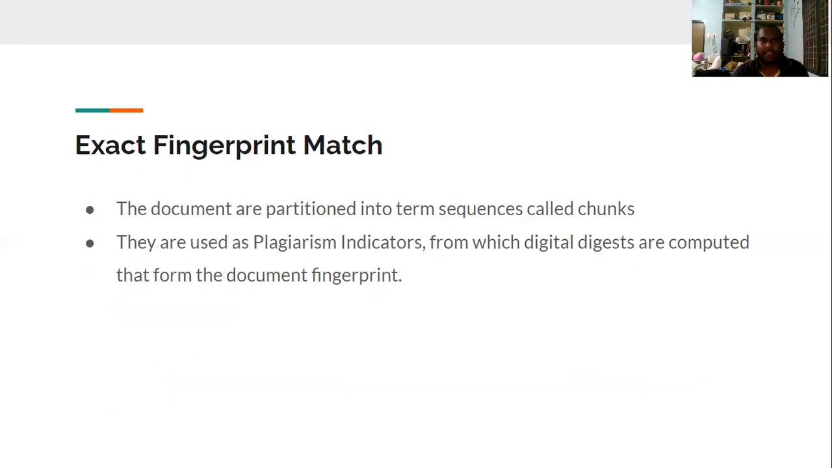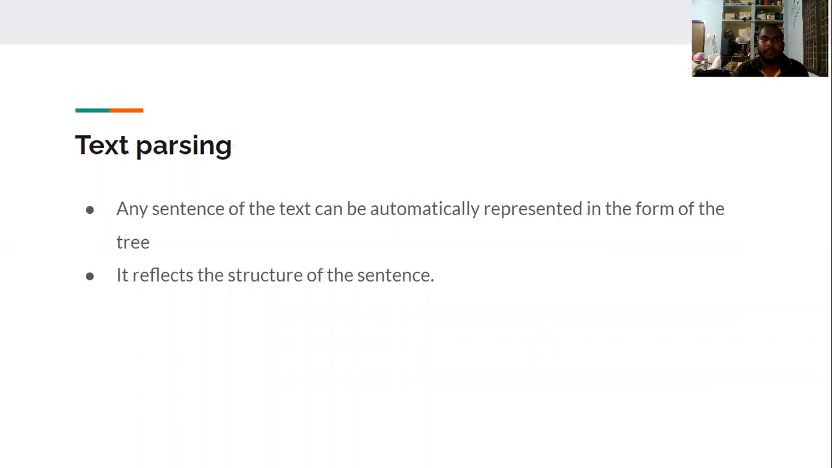Exact fingerprint match. The documents are partitioned into term sequences called chunks. They are used as plagiarism indicators, from which digits are computed that form the document fingerprint. Text parsing. Any sentence of the text can be automatically represented in the form of a tree. It reflects the structure of the sentence.